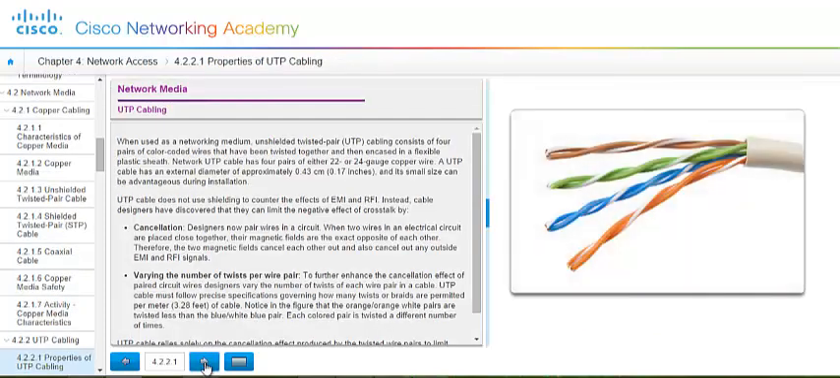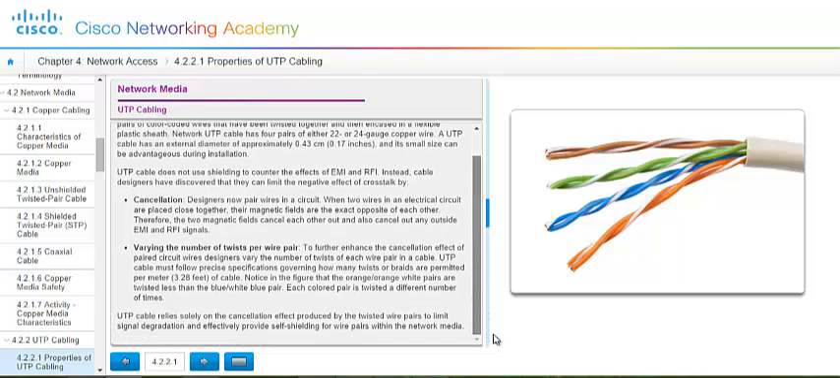We have UTP cabling, and again, that is our unshielded twisted pair. The unshielded twisted pair does not use shielding to counter the effects of EMI and RFI. Instead, the cable designers have discovered that they can limit the negative effects of crosstalk, one by cancellation, and that's where the designers now pair wires in a circuit, and when two wires in an electrical circuit are placed close together, their magnetic fields are the exact opposite of each other, so they cancel it out. Also, varying the number of twists per wire.